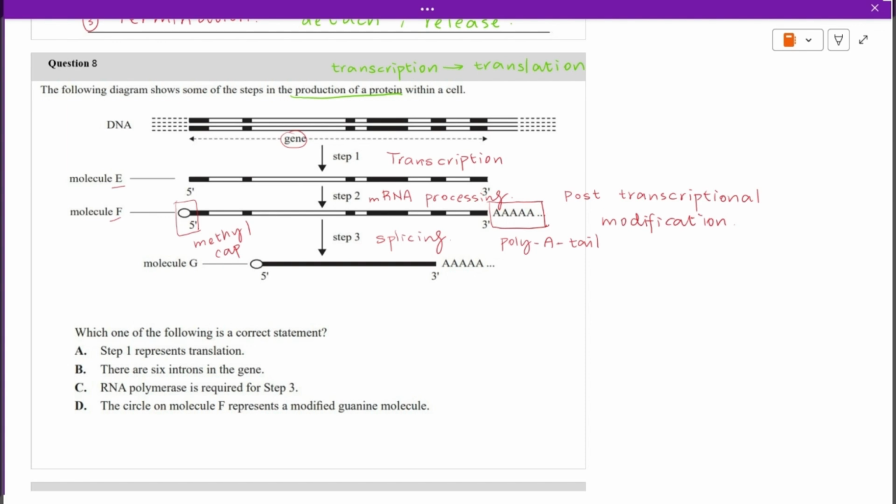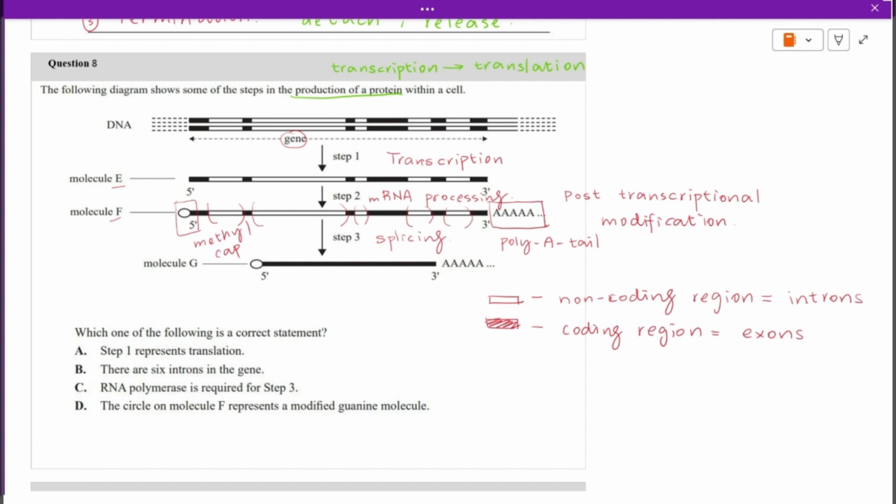So as you can see here, it looks like all the white regions have been removed and only the black regions remained. So this is a clue for us that white region must be the non-coding region because they have been removed. And the name for non-coding region is intron. So the black region must be the coding region. They have been spliced together. And the name for coding regions are exons.